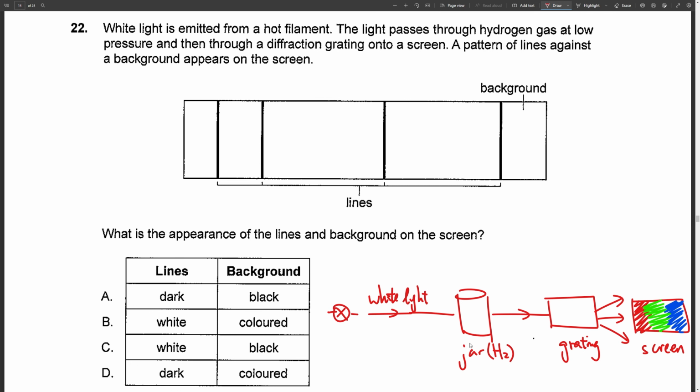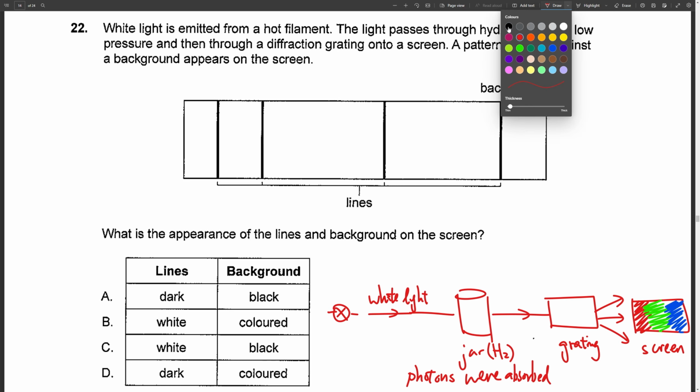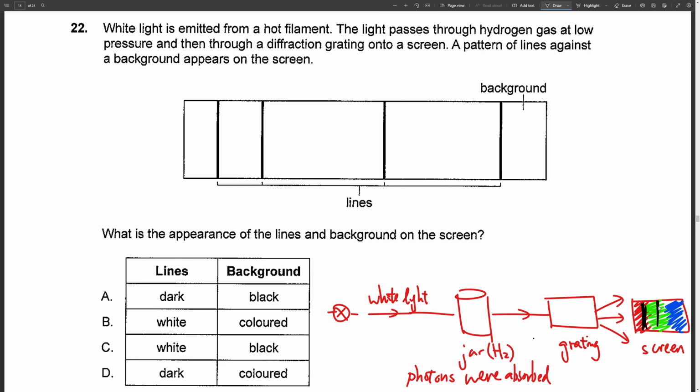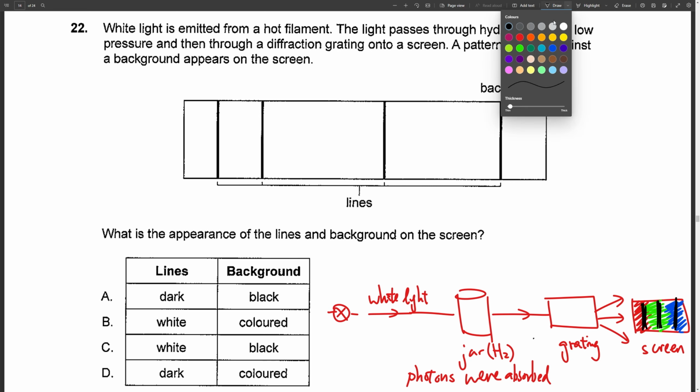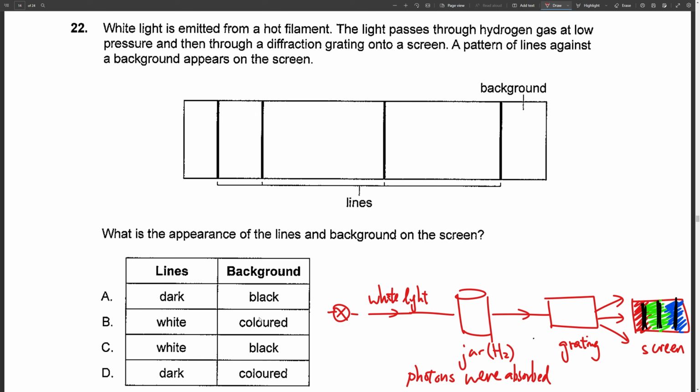However, it passed through the gas sample first, and in the gas sample, some photons, not all, just specifically some wavelengths of the photons, were absorbed. If they were absorbed, they will be absent from the screen. And therefore on the screen, there are some absences, black fringes representing those photons being absorbed. And this is going to show the background being colored and the lines being dark. D is our answer.